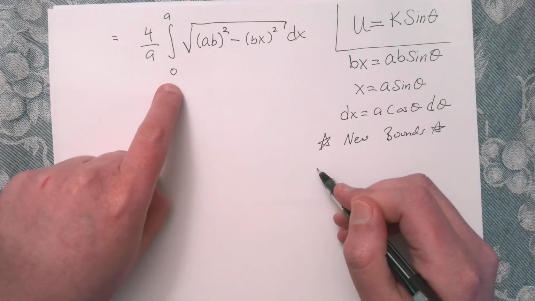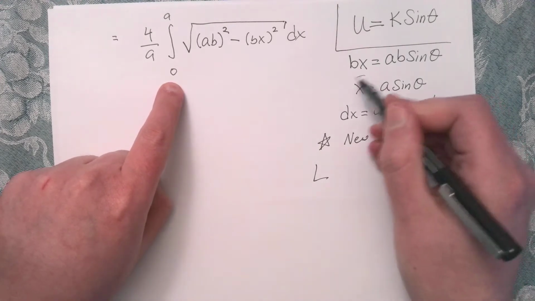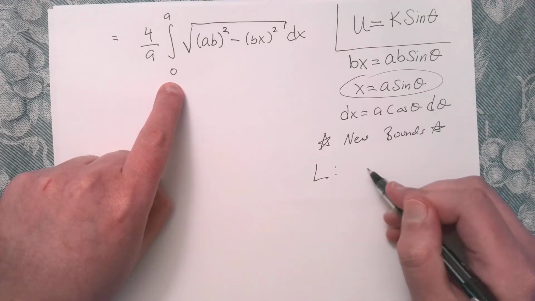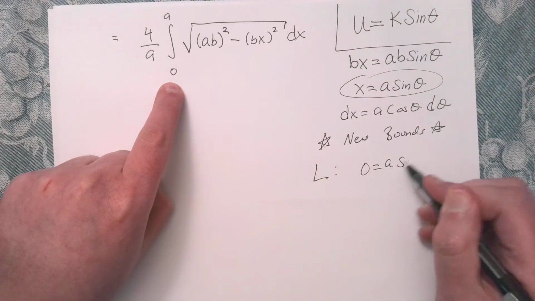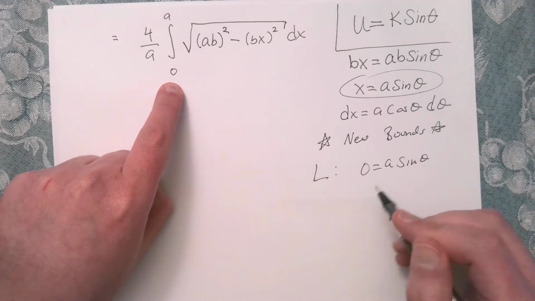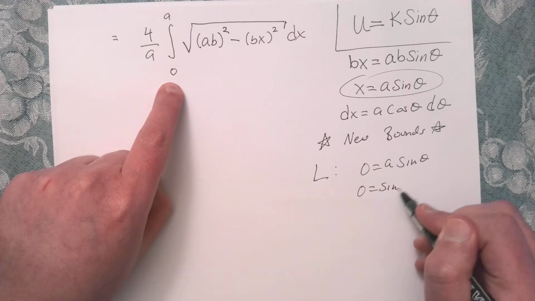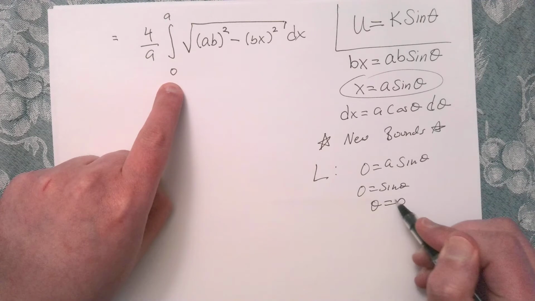So a new lower bound. This value of x goes in for x here. So 0 goes in for x, and then I just solve for theta. Let's see what that gives us. Well, 0 is equal to sine of theta, and so theta is equal to 0.